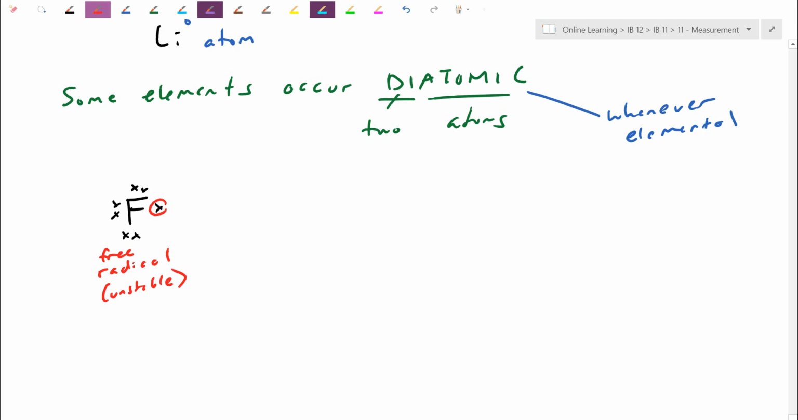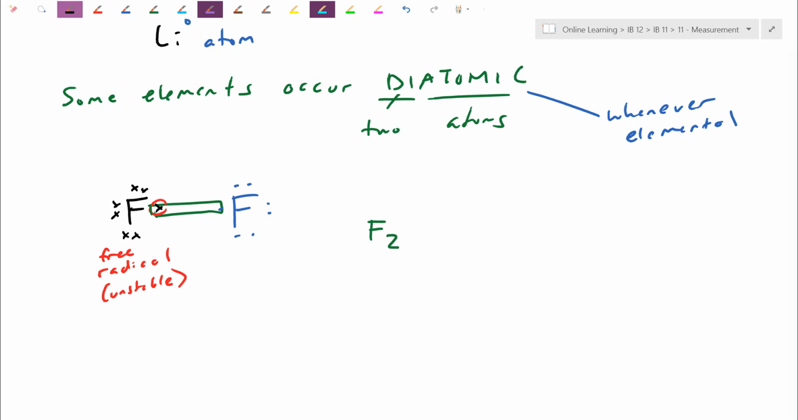So whenever we have just fluorine in nature, it's never just going to be a simple F atom. It's actually going to have combined with another F atom here. This F atom here likewise will have that one unpaired electron. It's a radical. They're going to collide together and form a covalent bond and stabilize each other. So whenever we see fluorine in any chemical formula, we'll always write it as F2. That's whenever fluorine is by itself.